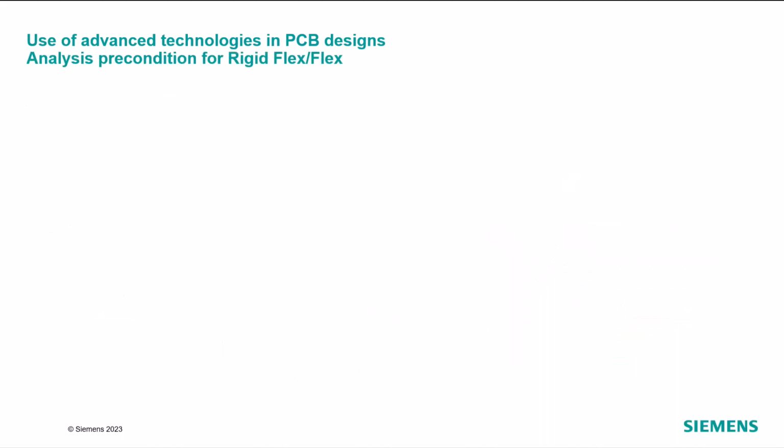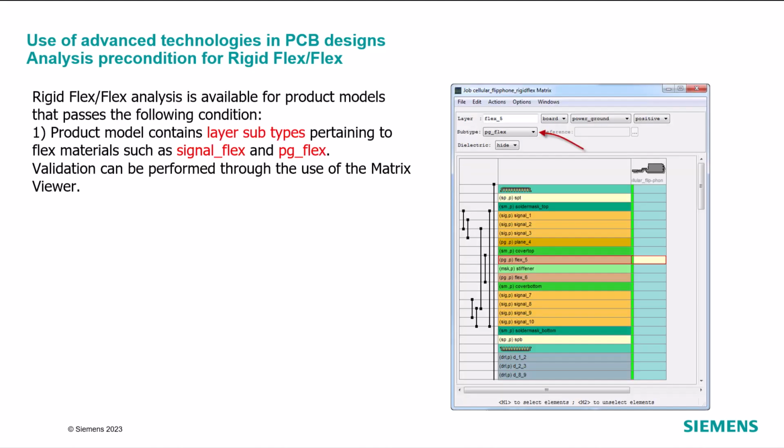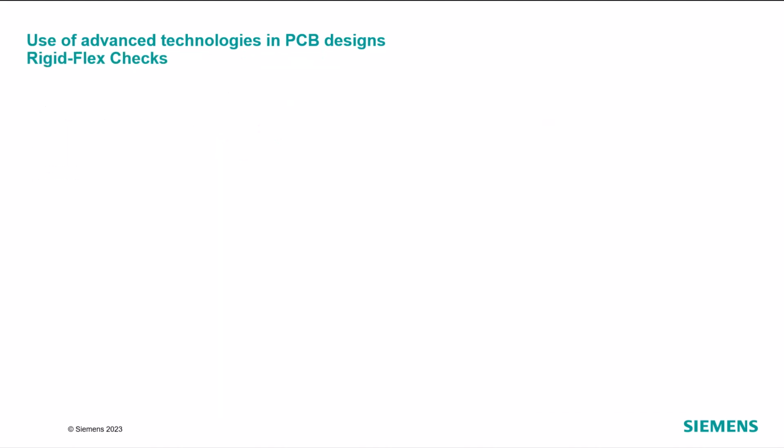Valor has 79 flex and rigid checks available. These flex checks will automatically be enabled if the system detects flex subtypes of signal flex or power ground flex in the matrix. These subtypes can be seen using the matrix viewer. Here are just a couple of the rigid flex checks that are available.